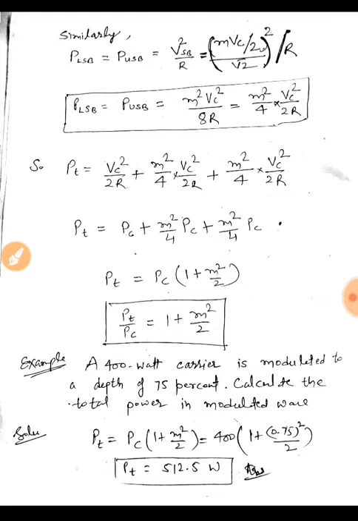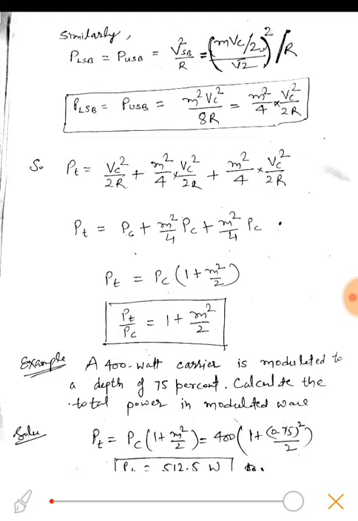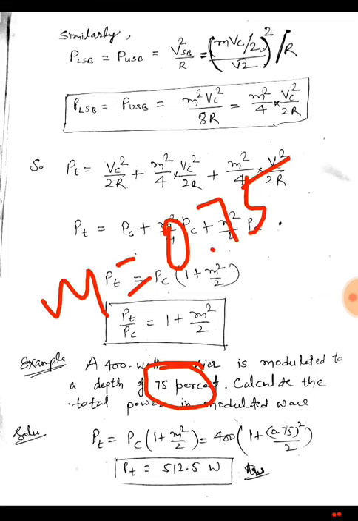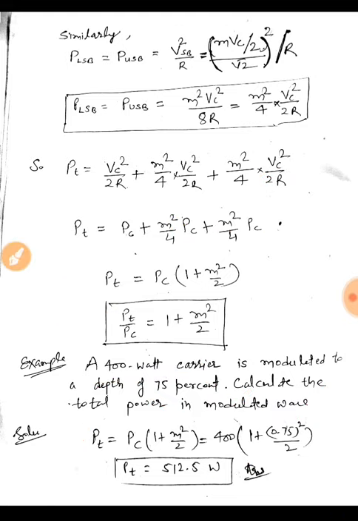Okay, so there is an example on that. If a 400 watt carrier is modulated to a depth of 75%, this is the modulation percentage, that is, this is the value of m given in percentage, so it can be written as 0.75. Now calculate the total power. We already know the formula for total power is Pc into 1 plus m square by 2. We are given that the carrier power is 400. Putting the values of Pc and m, we would get the total power. So this is how we can calculate the total power if the carrier power and the modulation index are given.